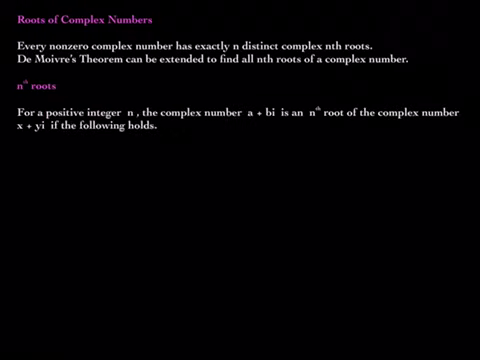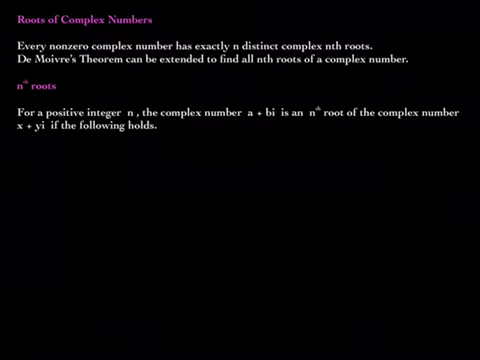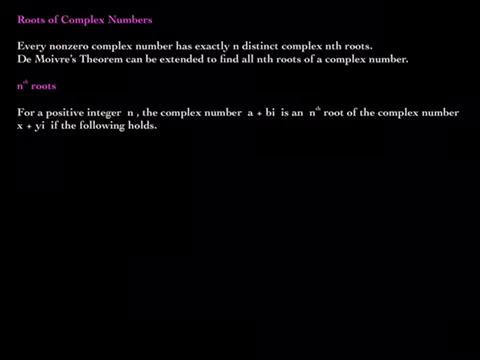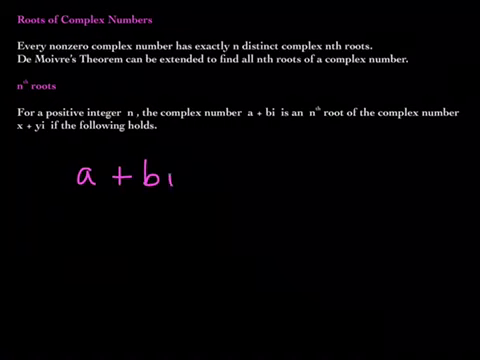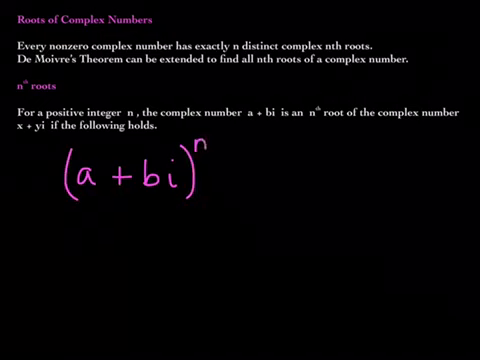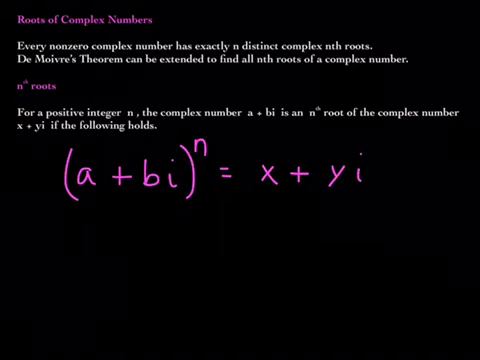Now, when we talk about nth roots, for a positive integer n, the complex number a plus bi is called an nth root of the complex number x plus yi if the following holds. A plus bi is an nth root of x plus yi if I raise a plus bi to the nth power and I get x plus yi.